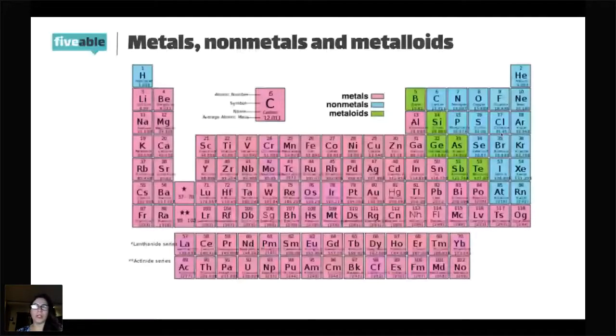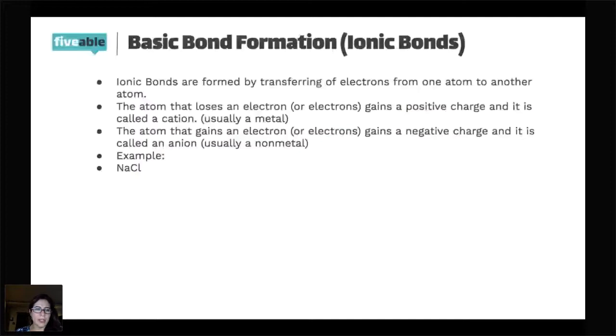Okay, we're going to move on to the basic bond formation, which is pretty simple. We know that ionic bonds are formed by transferring electrons. The atom that usually loses the electron is called the cation, and most likely will be a metal. And the atom that gains will be called the anion, usually a nonmetal. A good easy way that I remember which is the positive and which is the negative is by the t of the cation, a positive sign. So that's the positive one. I hope this is useful.